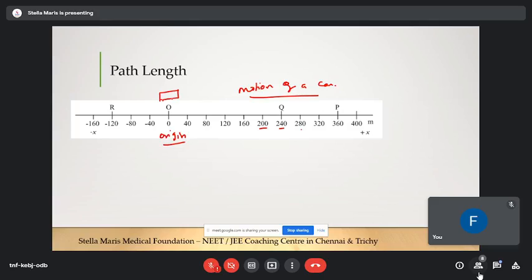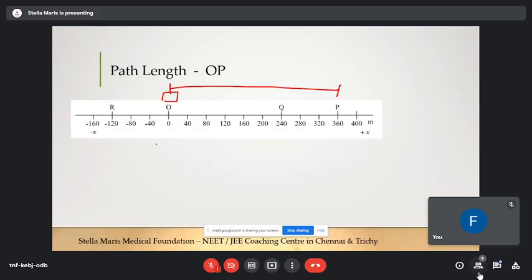Any doubts? No, sir. So the total distance, that is from the position O to P. The car was initially at O and it has traveled to P. So what is the total path length? That is the total distance traveled. It is nothing but OP. O to P is nothing but 360 meters. Total distance is nothing but 360 meters. So position P is at 360 meters, and OP is the path length, that is 360 meters.